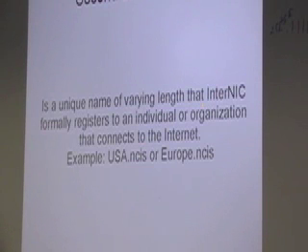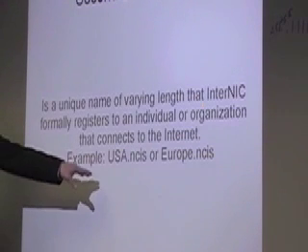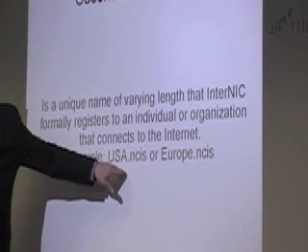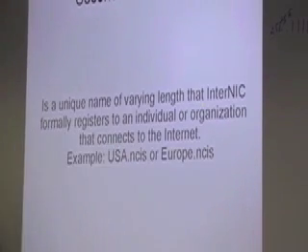A second level domain is a unique name of varying length that the Internet formally registers to the individual or organization that connects to the internet. So the second level would be USA.NCIS, where NCIS is the top level, and the second level is USA.NCIS and Europe.NCIS.